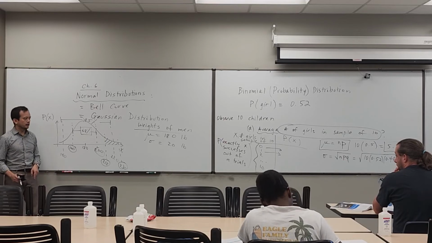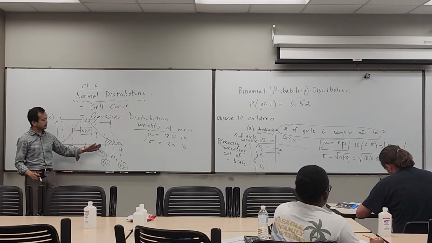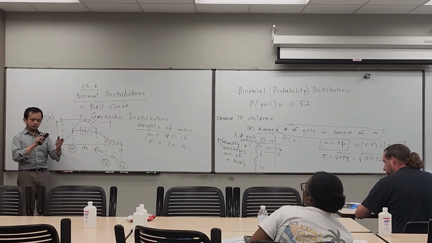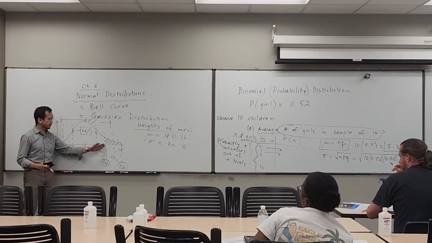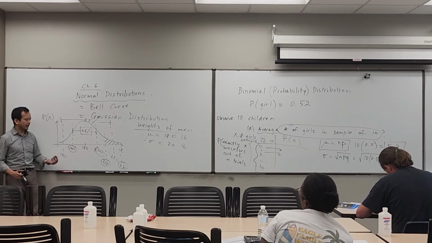Okay, any questions? So let's talk about how we can actually answer this question. If you're given an arbitrary range representing values, and they weren't necessarily centered around the mean, how would we find the percentage of values in that range?